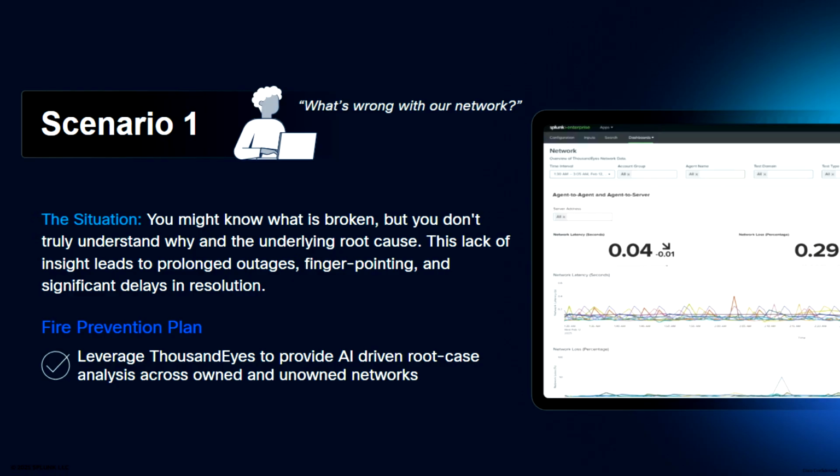You can leverage ThousandEyes to provide AI-driven root cause analysis across both your own and unknown networks, instead of guessing whether it's your firewall, your ISP, or maybe AWS just having a bad day. You'll get a clear answer within minutes. And that answer is backed by data with a visual path showing you exactly where the problem is. So the shift here starts going from reactive troubleshooting to proactive root cause identification.